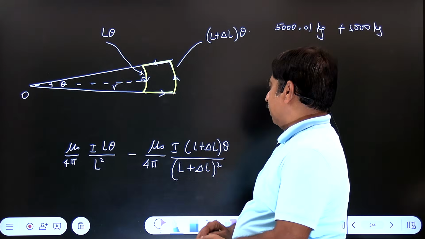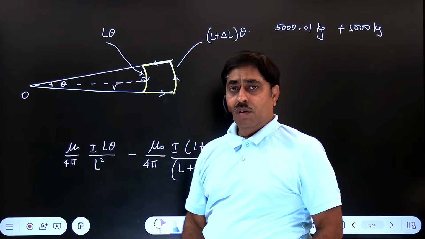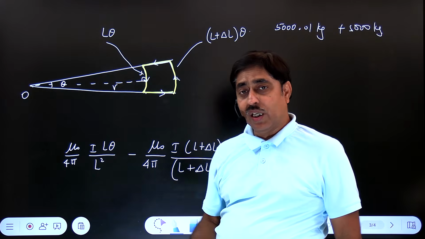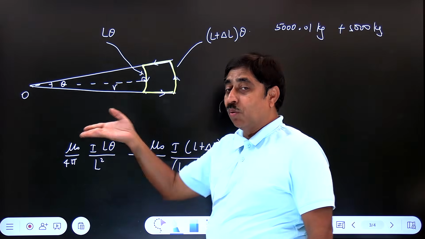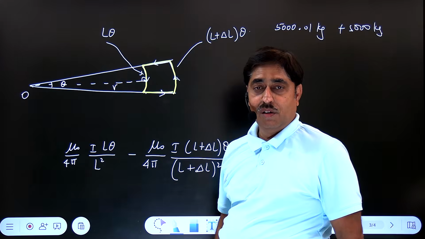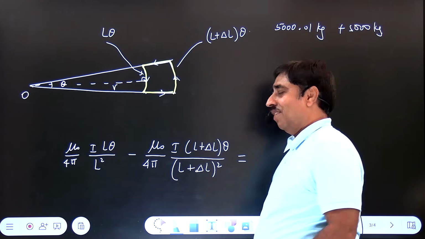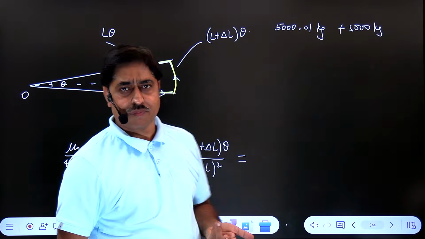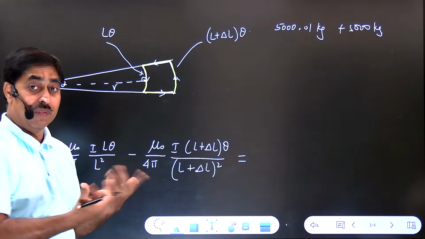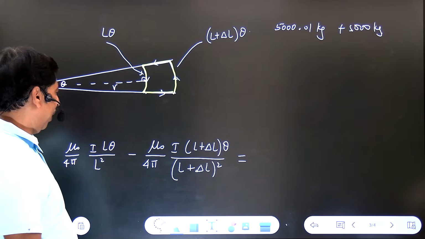So the difference between these two quantities is small. And that small quantity is what the question is asking you to calculate. You cannot just ignore it. So let us do the best possible approximation so that we get some difference. Don't take it as 0.